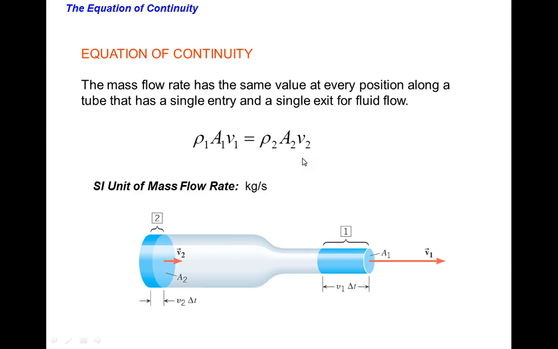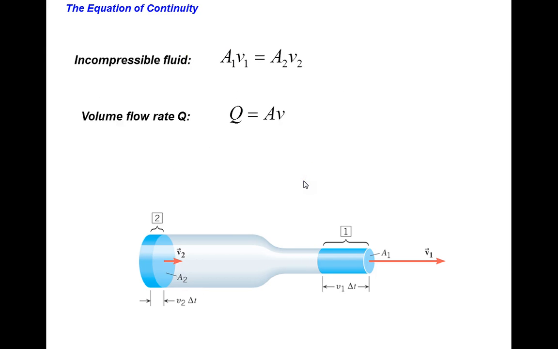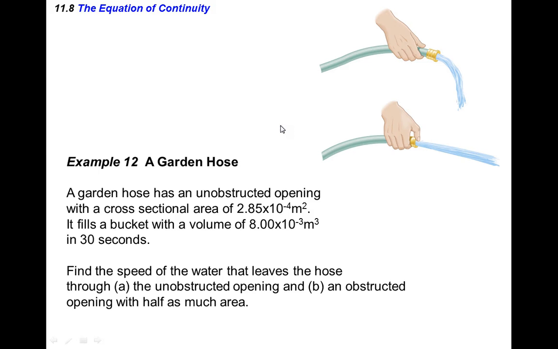Now, hopefully our liquid, since it's a liquid, is incompressible, so the density is not going to change. So for an incompressible fluid, we say A1 V1 equals A2 V2. And then back to that volume flow rate, Q equals area times the velocity. So for example, we're there with our garden hose. It has an unobstructed opening. It's got a cross-sectional area of 2.85 times 10 to the negative 4th meters squared. Going to fill a bucket with 8 times 10 to the negative 3rd cubic meter volume in 30 seconds. So there's our volume, or our mass flow rate.